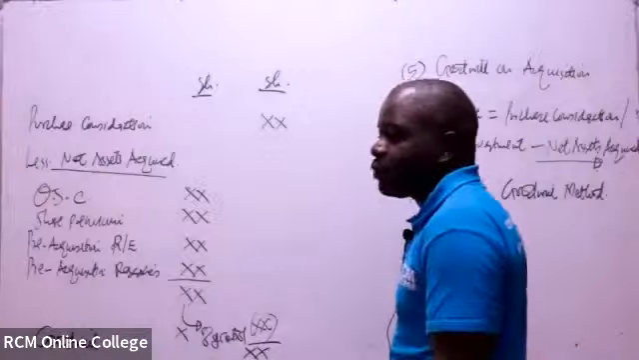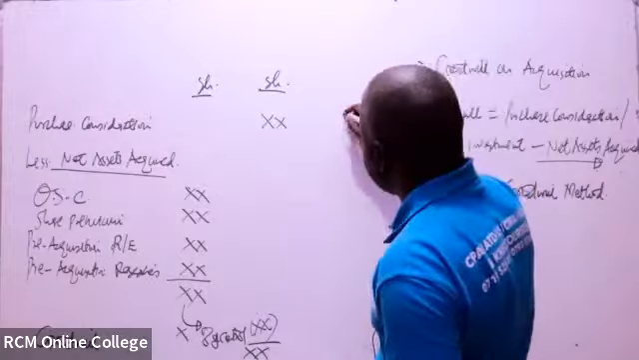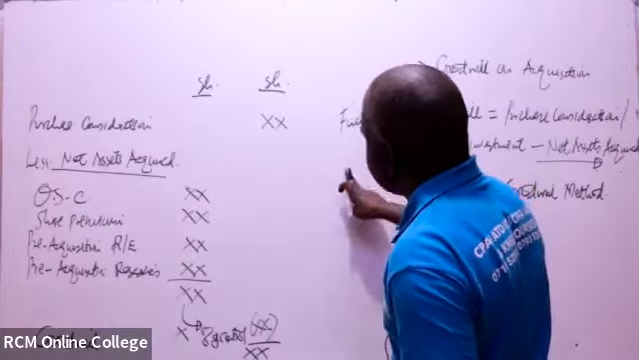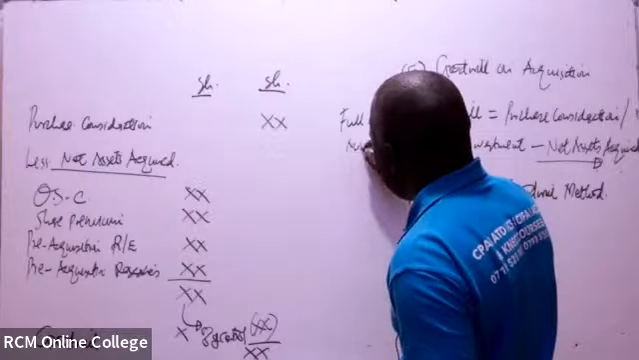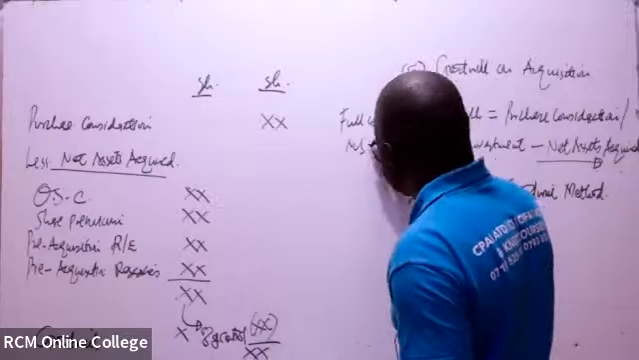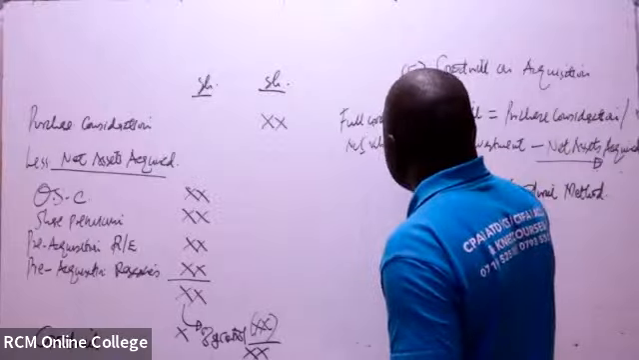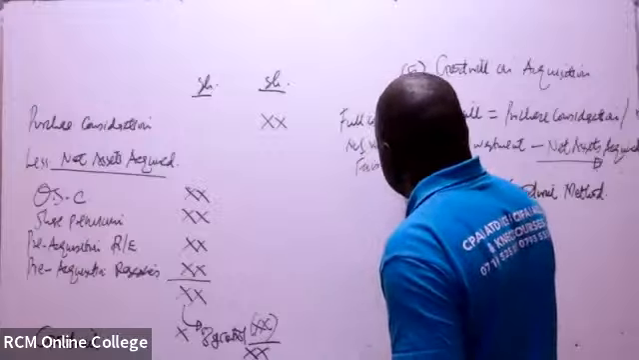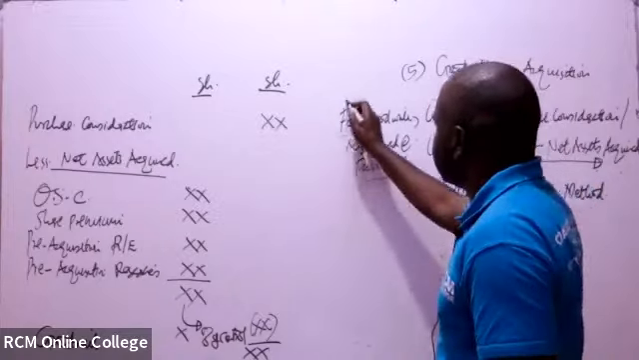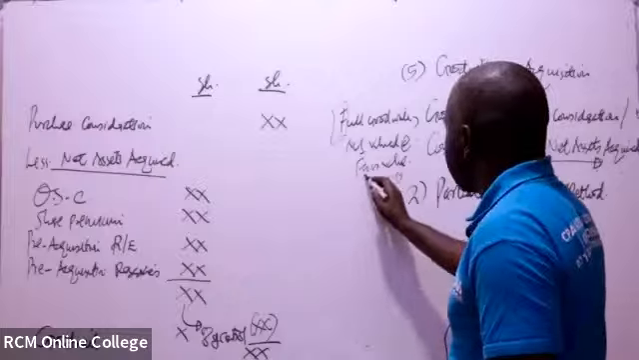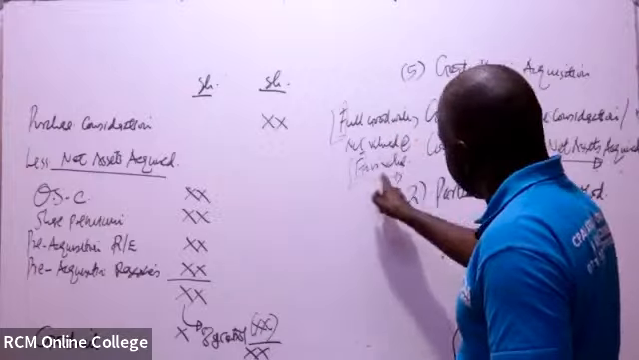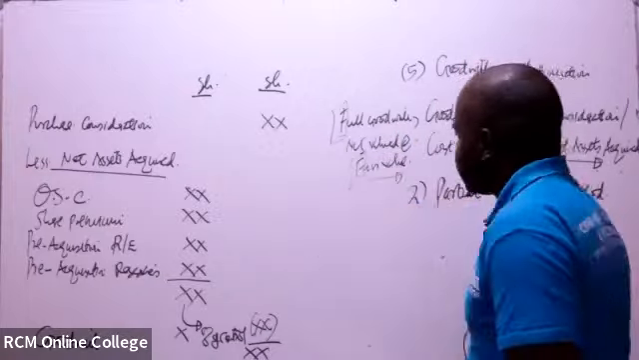I've told you in the additional information, you'll see the examiner saying NCI was measured at fair value, or was valued at fair value. When you see this statement, don't think twice. He wants you to use the full goodwill method. F and F: full, fair value. Fair value, he wants you to use the full goodwill. Don't think twice.